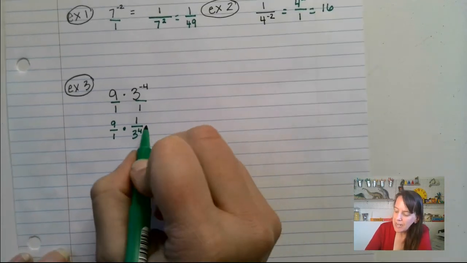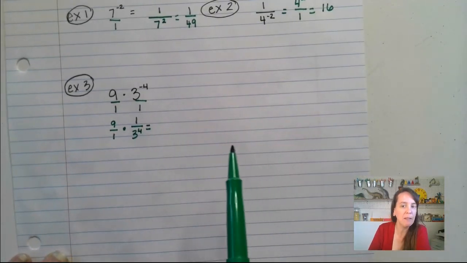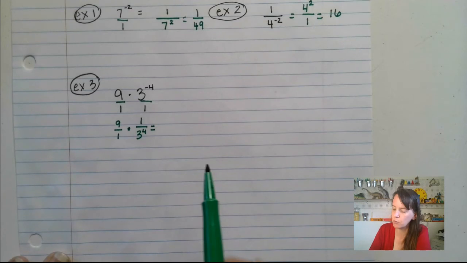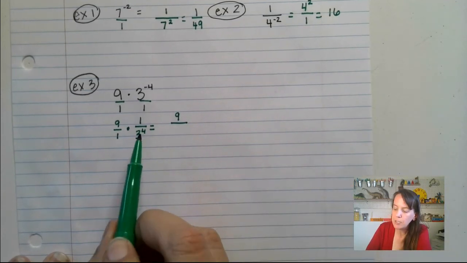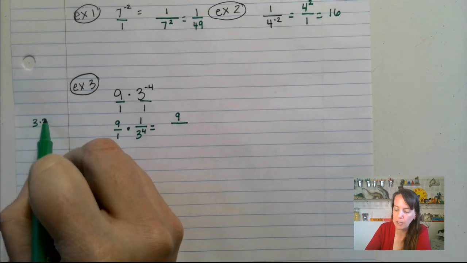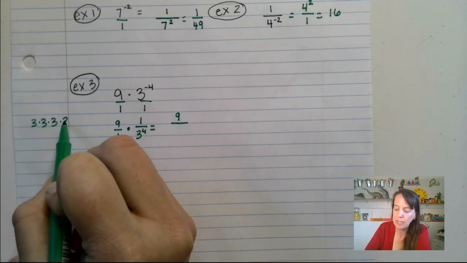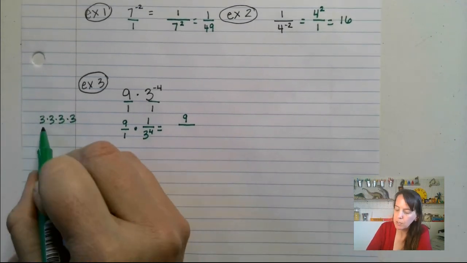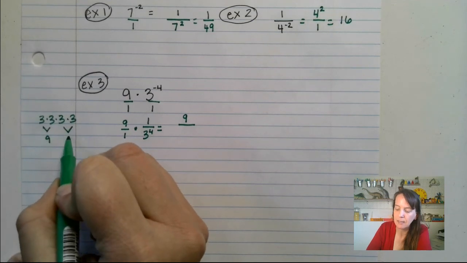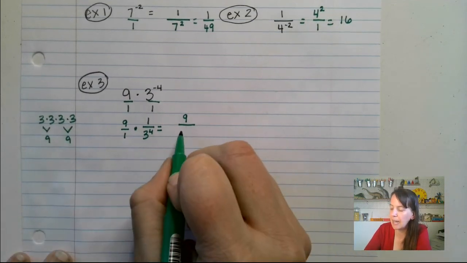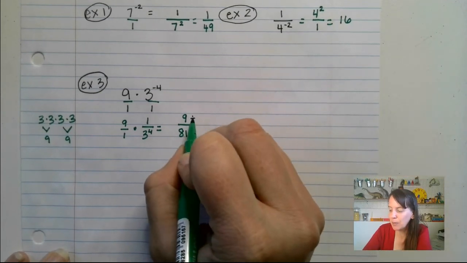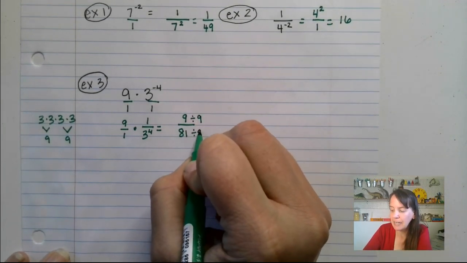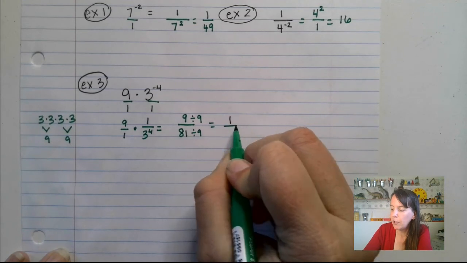Okay, so now when we multiply fractions, we multiply straight across the top, straight across the bottom. So I have 9 over 3 to the 4th power. Little side work here. Remember, that's 3 times 3 times 3 times 3. 3 times 3 we know is 9. 9 times 9 is going to give me 81. Now, remember to reduce your fractions. So we're going to divide by 9, divide by 9. I get 1 over 9 for my answer.